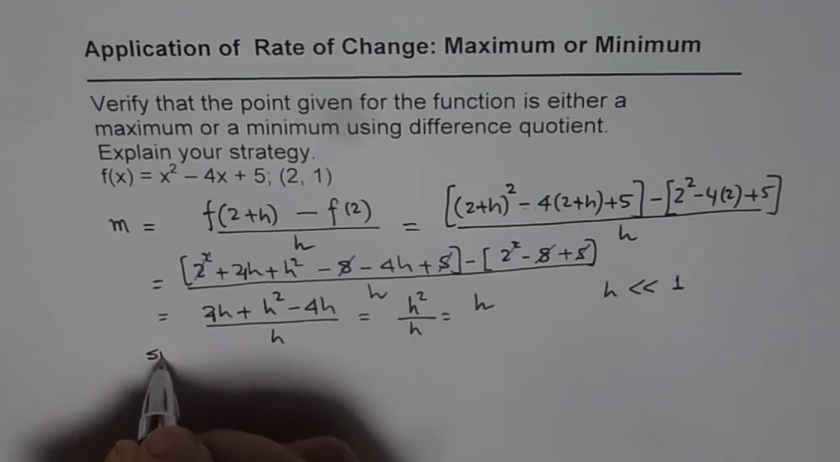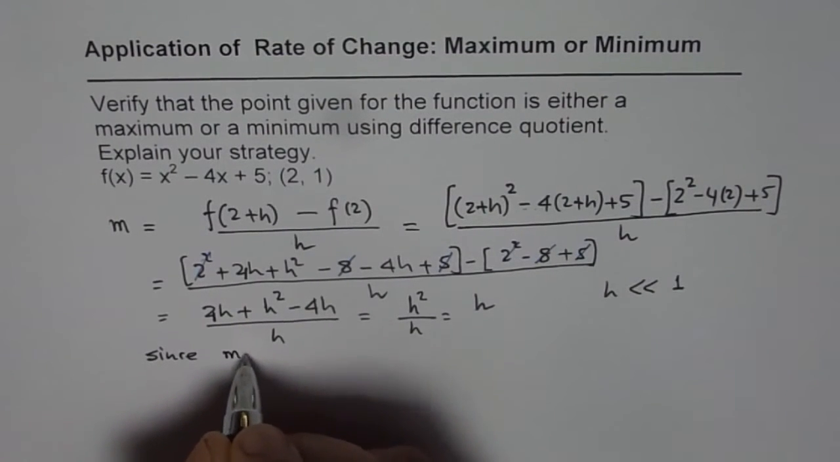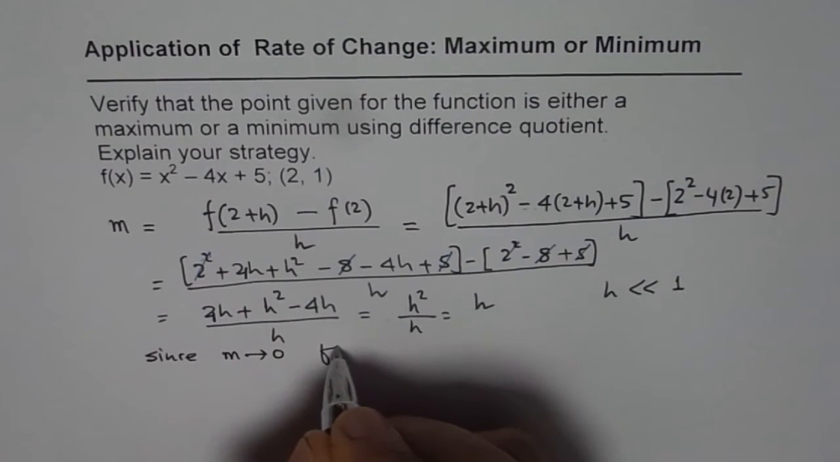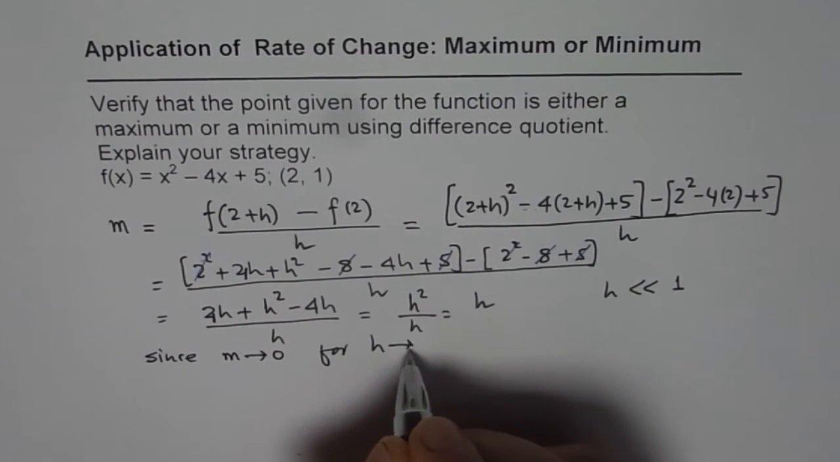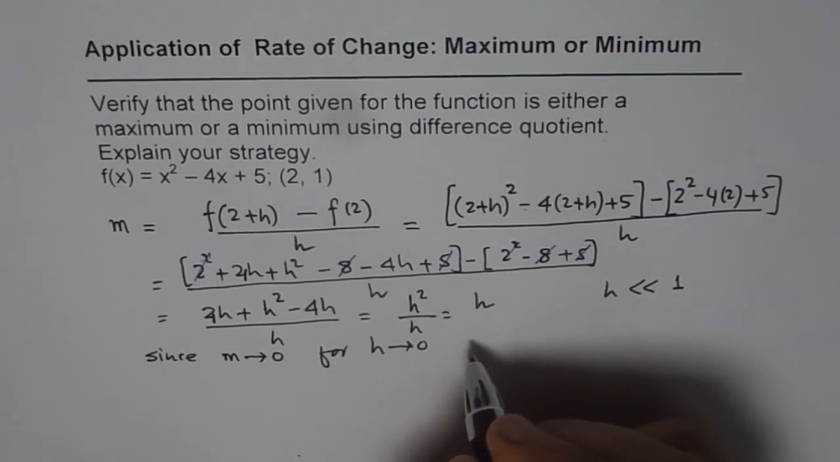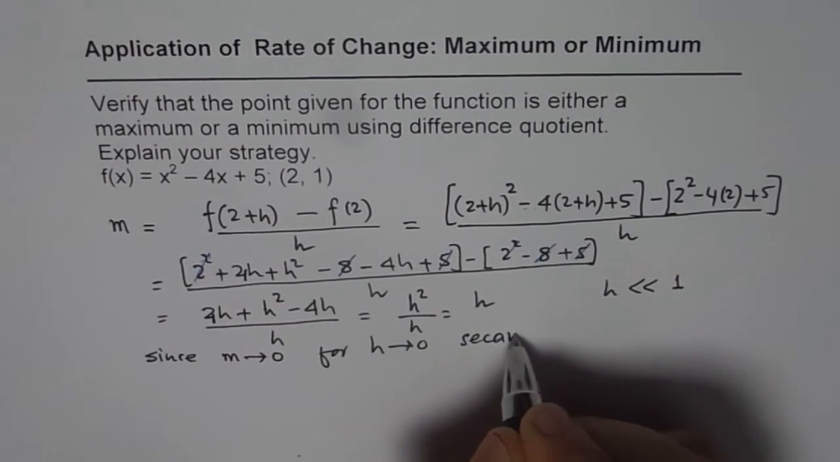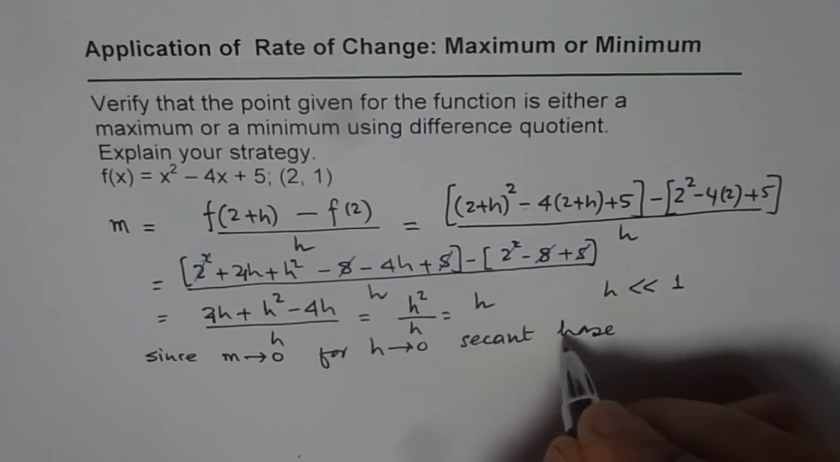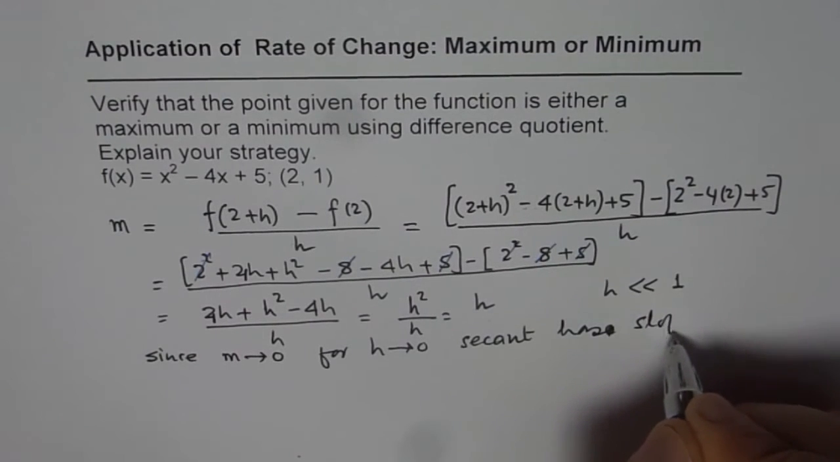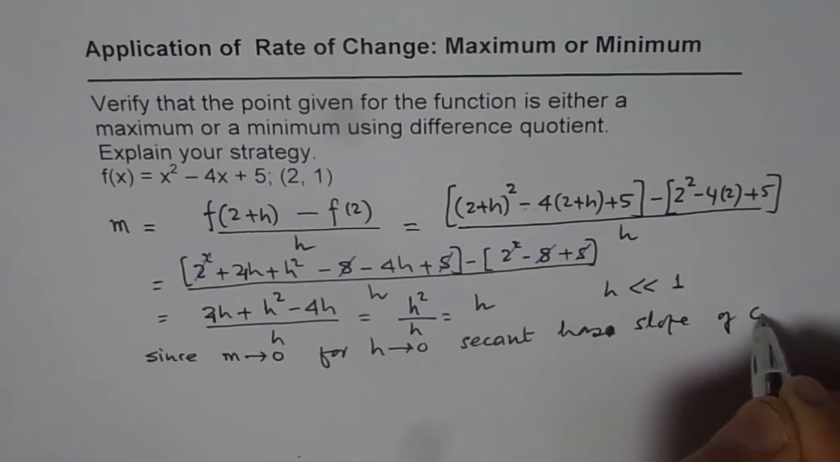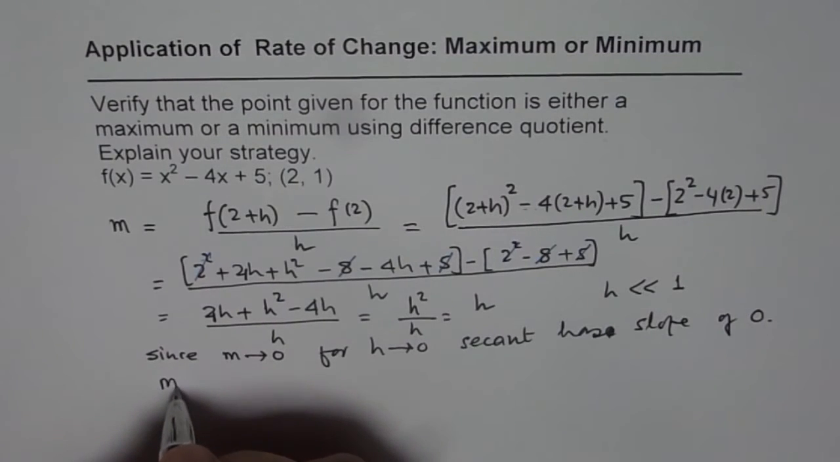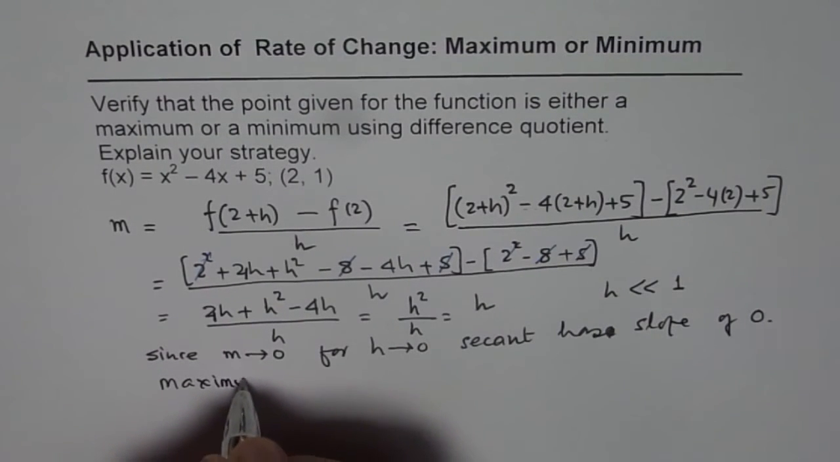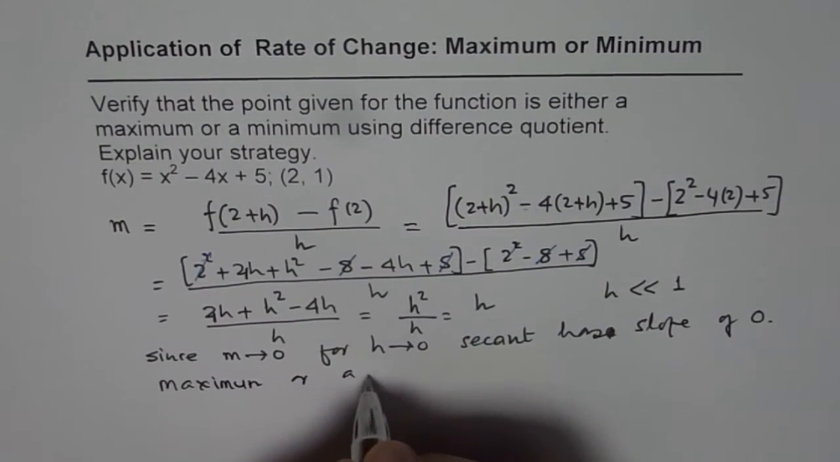So we can write here, since m approaches 0, for h very small approaching zero, secant has slope of 0, right? That means we have either a maximum or a minimum.